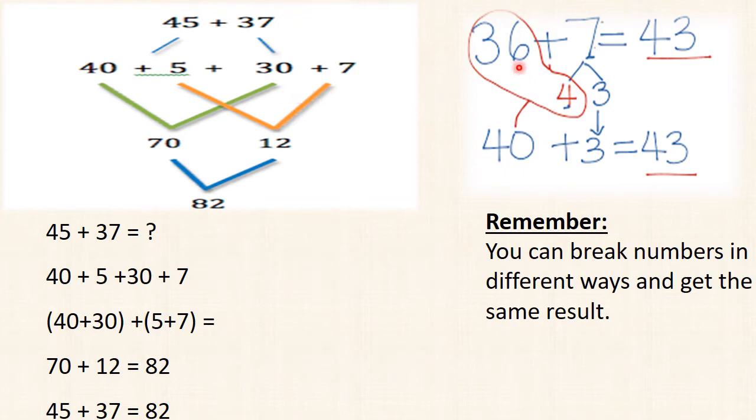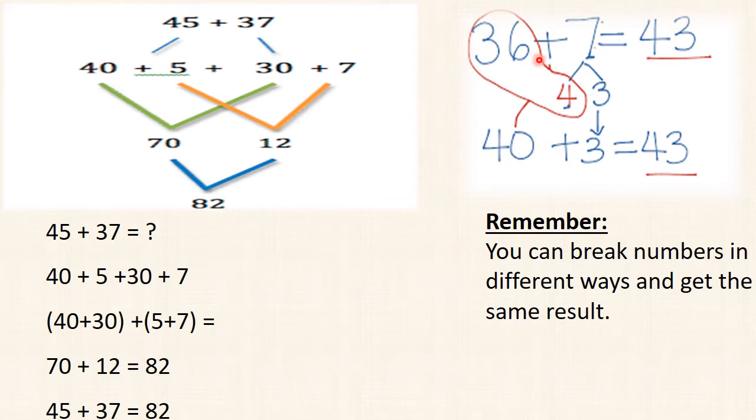Okay. For example, I have another example, 36 plus 7. Now I know 36 plus 7, if I add these together, what do I get? I get 43. I hope you know how to add the numbers directly. You can always directly add the numbers, right? You can do it easily. You will get 43. 36 plus 7 is 43.